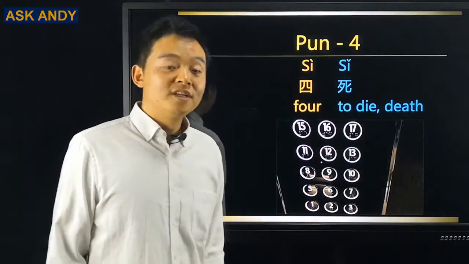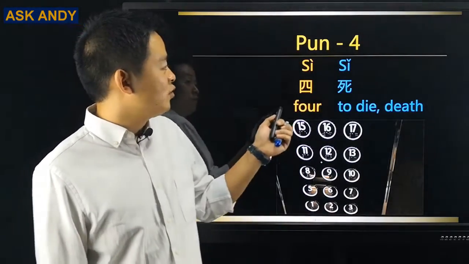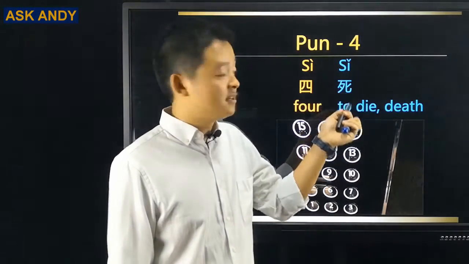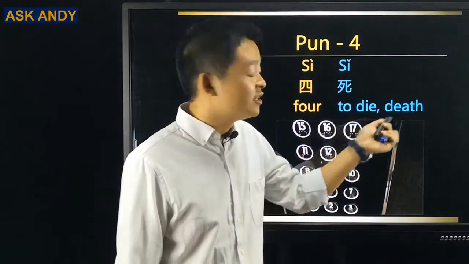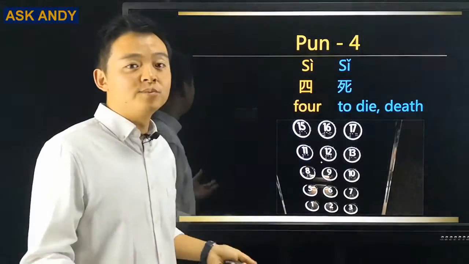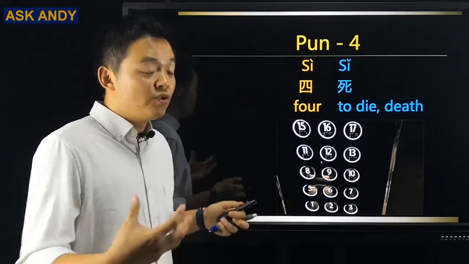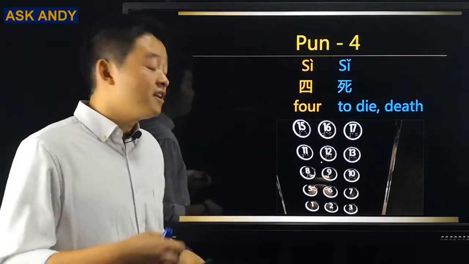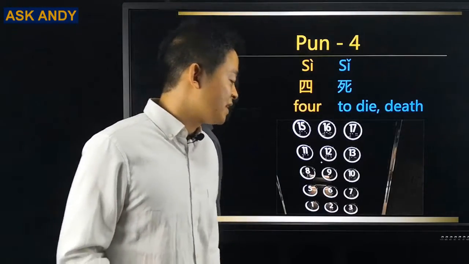Okay, for this one, number 4. So number 4, 四, it sounds like 死, which means to die or death. So this is sort of a taboo in China. Some people really hate this number. Take a look. These are buttons in an elevator. What can we learn from these buttons?